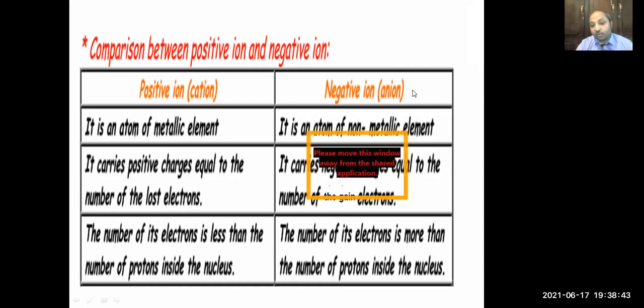Let's see negative ion or anion. A negative ion or anion is an atom of a non-metallic element. It carries negative charges equal to the number of the gained electrons, and the number of its electrons is more than the number of protons inside the nucleus because it gains electrons. Let's see some examples.